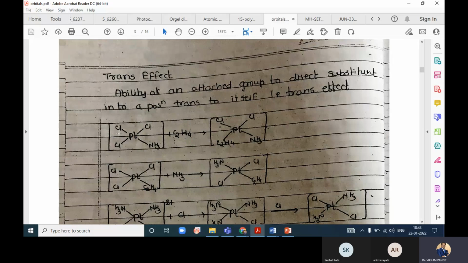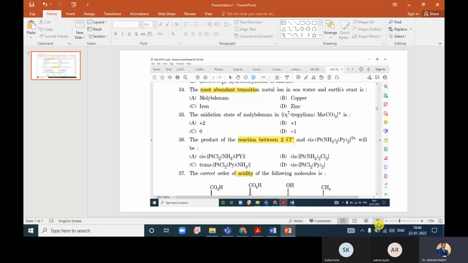So all three Cl are the same, so they will show one effect, and this NH3 will show another effect. So what is the ability of this group, whether this ethylene will go trans to this or trans to this chlorine? That is nothing but the trans effect. For example, this C2H5 is there, and they will give a question mark here. I will just show you the exact type of question they are asking.